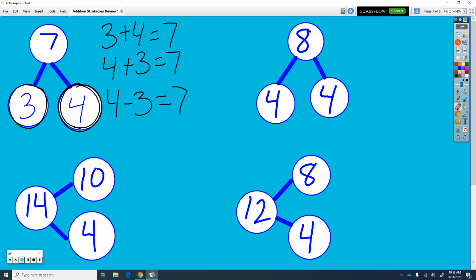So we have to be really careful when we look at the number bonds, and we have to make sure that they're true. This one is not true. 4 plus 3 doesn't make 7.